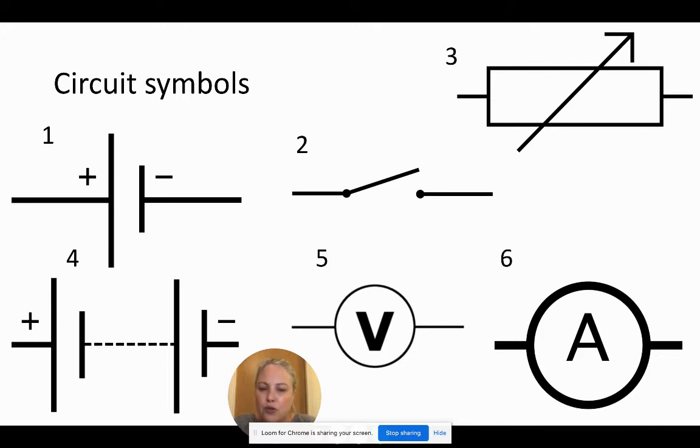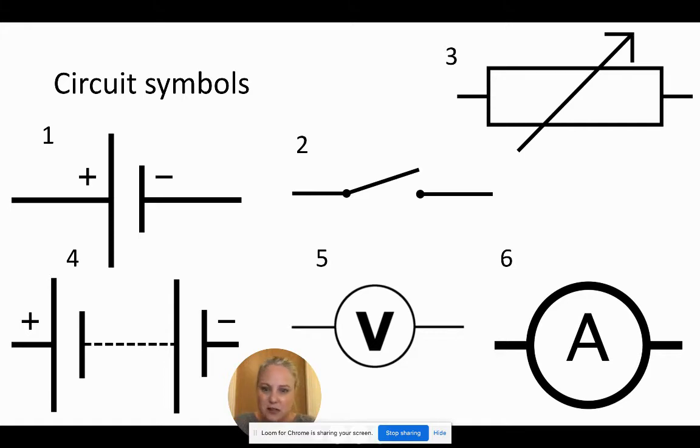Now, what is number 5 used for? And number 6, what's it used for? Okay, so pause the video again. If you're following on the worksheet, what is number 5 used for? What is number 6 used for?